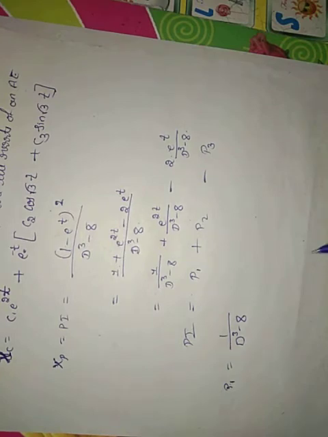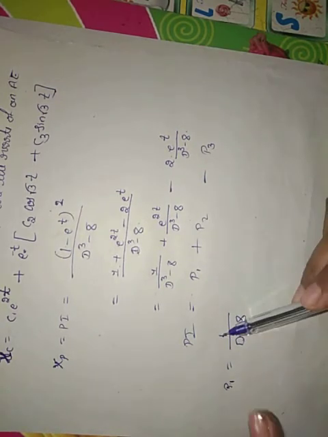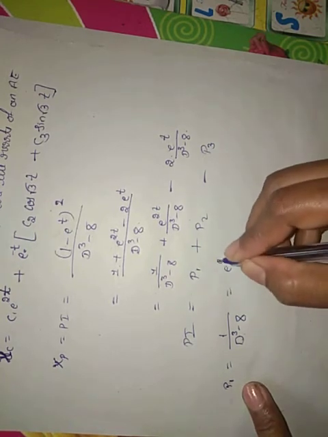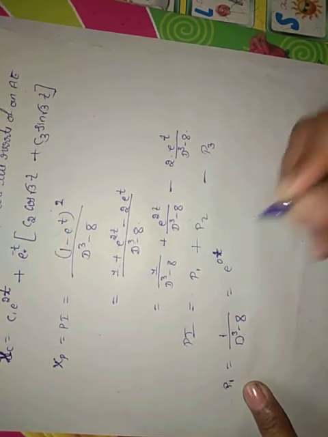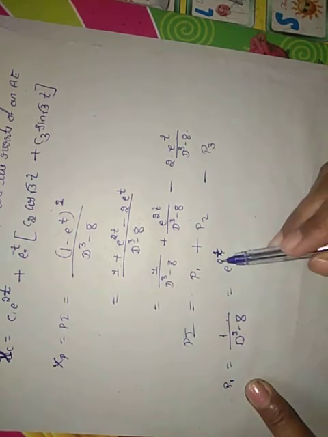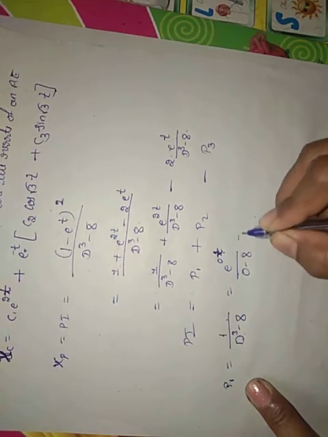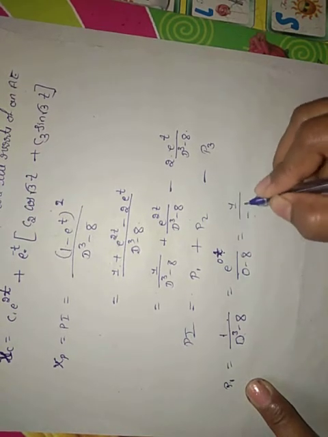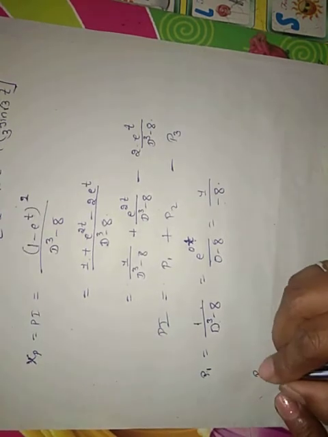As we know, when the numerator is constant, replace D by 0, because a constant can be written as e raised to 0t, that is also 1. So replace D by 0, that is 1 divided by minus 8. Next come to P2.